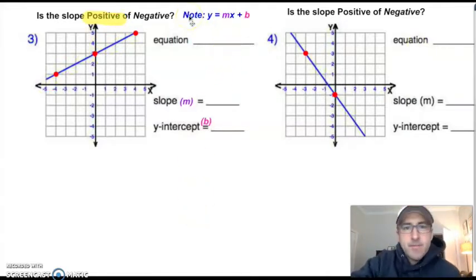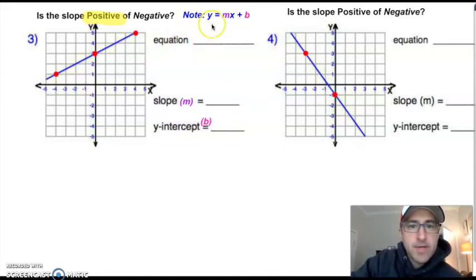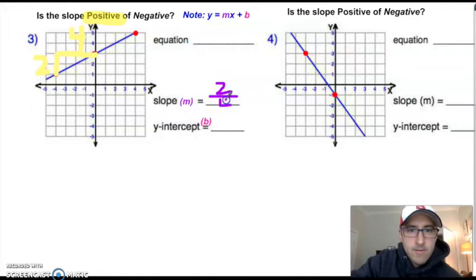I have a note up at the top here. Remember, our equation for slope-intercept form is y equals mx plus b. We've already determined that the slope is positive. If the slope was negative, I'd put a minus here, but it's positive. So now I need to find my rise over my run. So let's start here. If we count, I'll choose a different color. If we count up, we're going up 1, up 2, and we're moving over 1, 2, 3, 4. That's up 2 over 4. So I'll put 2 over 4 here.